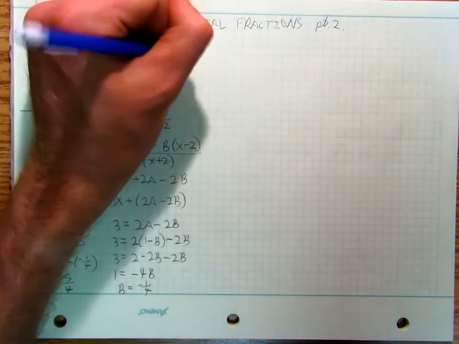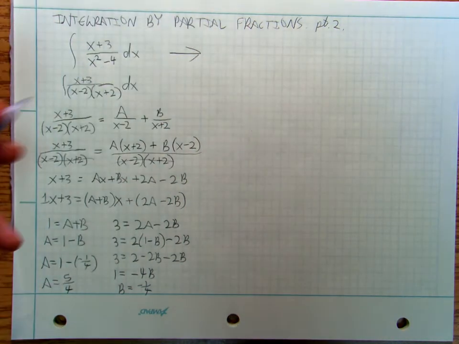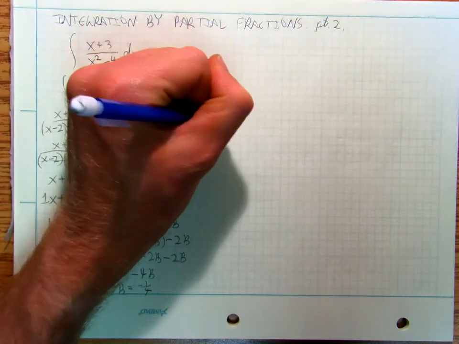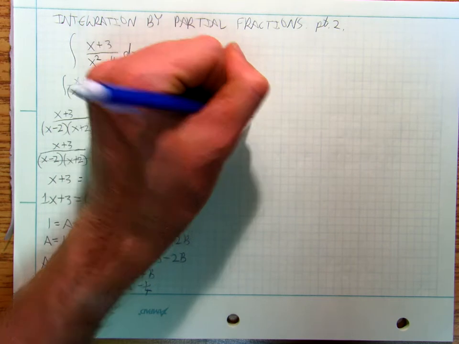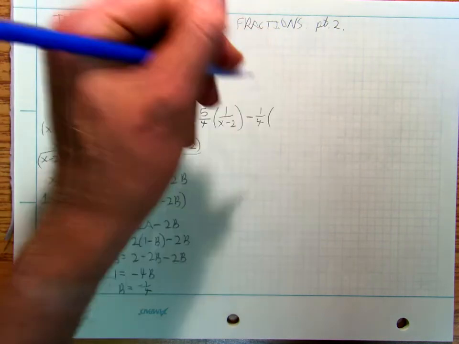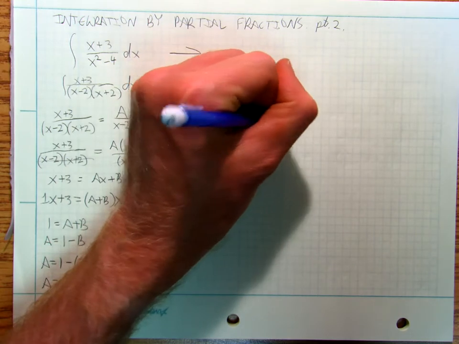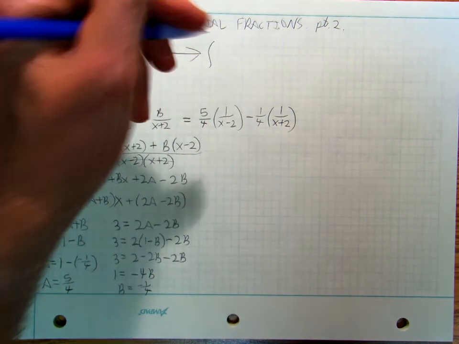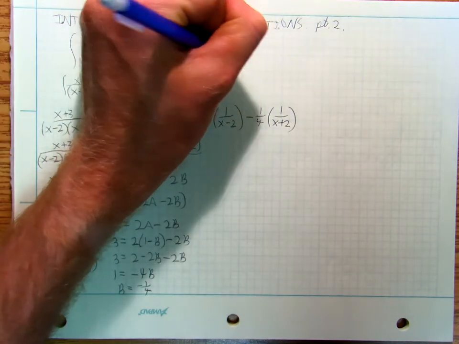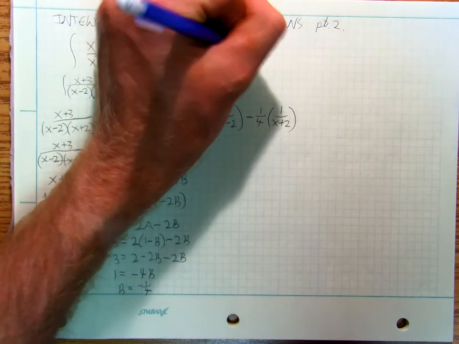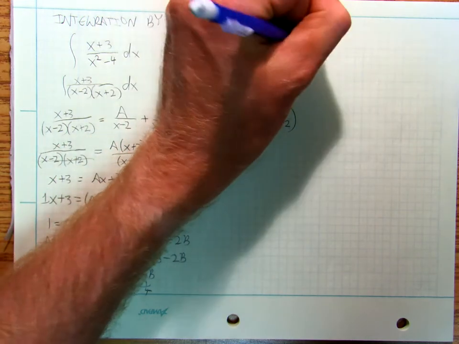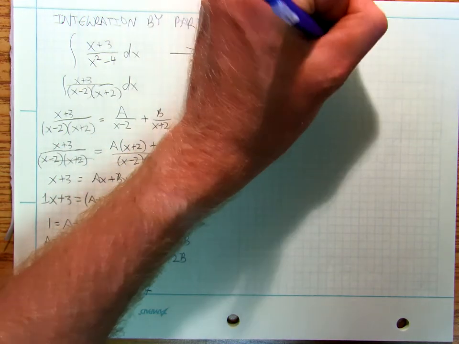So now I can rewrite this as 5/4 times 1 over (x minus 2) minus 1/4 times 1 over (x plus 2). So I can rewrite this as the integral of 5/4 times 1 over (x minus 2) dx minus the integral of 1/4 times 1 over (x plus 2) dx.